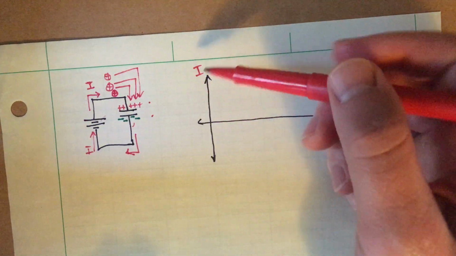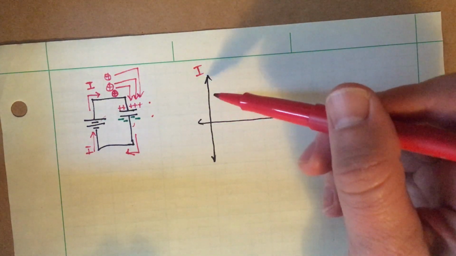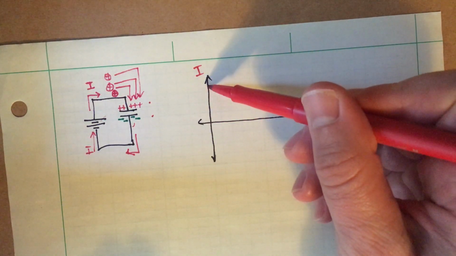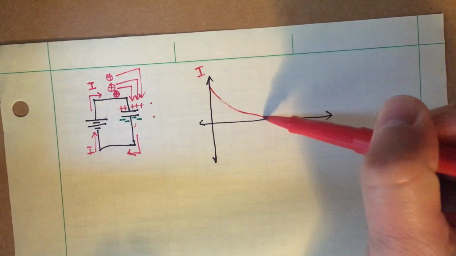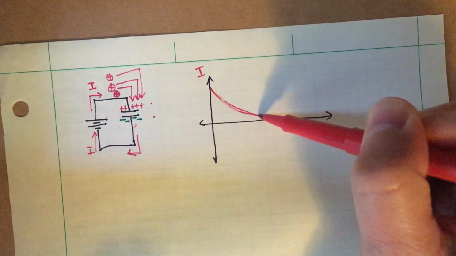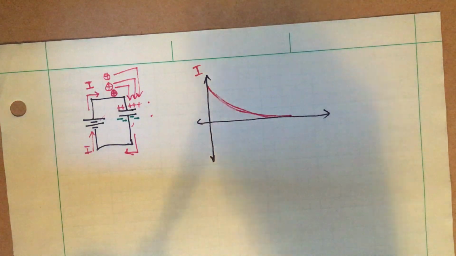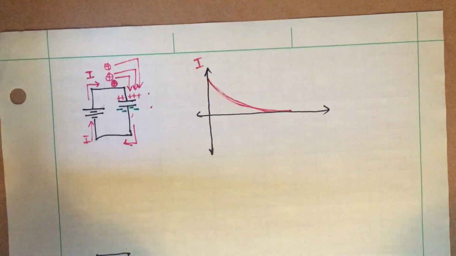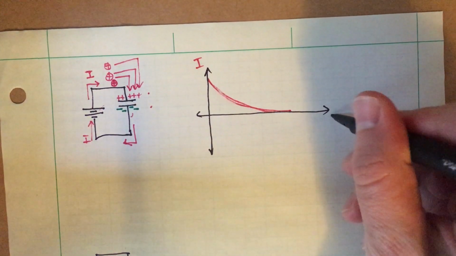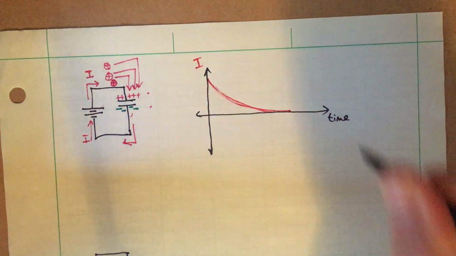So what you end up getting in terms of current is something that looks like this, an exponential decay, okay? And to be clear, on the x-axis here, we've got time.